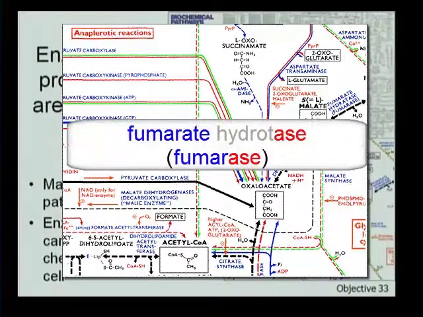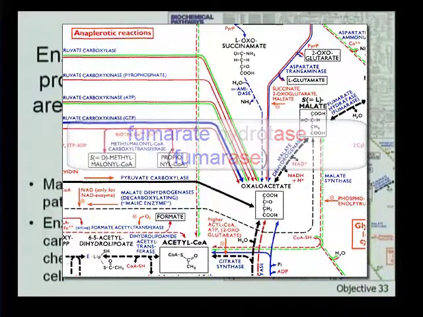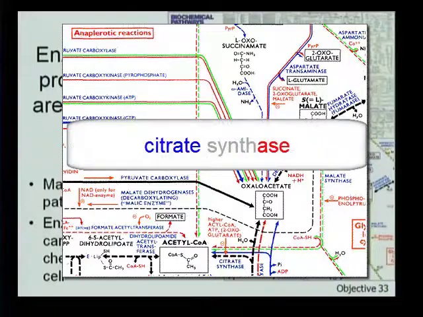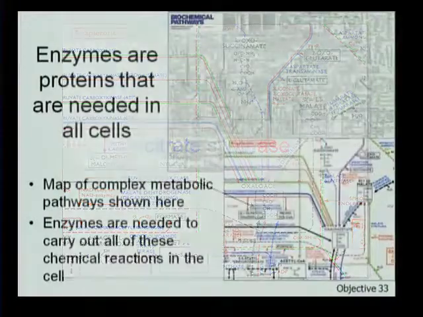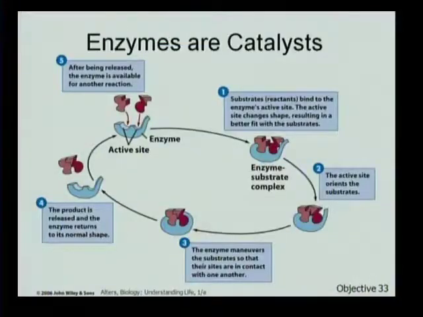In the case of fumarate hydratase, or fumarase, the substrate that it's acting on is fumarate. In the case of citrate synthase, it's making something out of a citric acid molecule. So we had this picture on the previous slide, but we'll look at it in some detail.